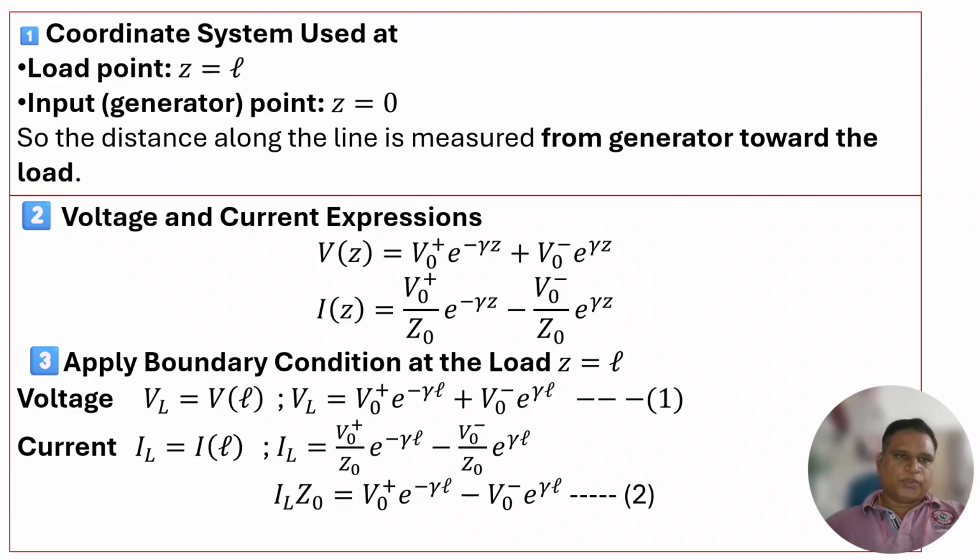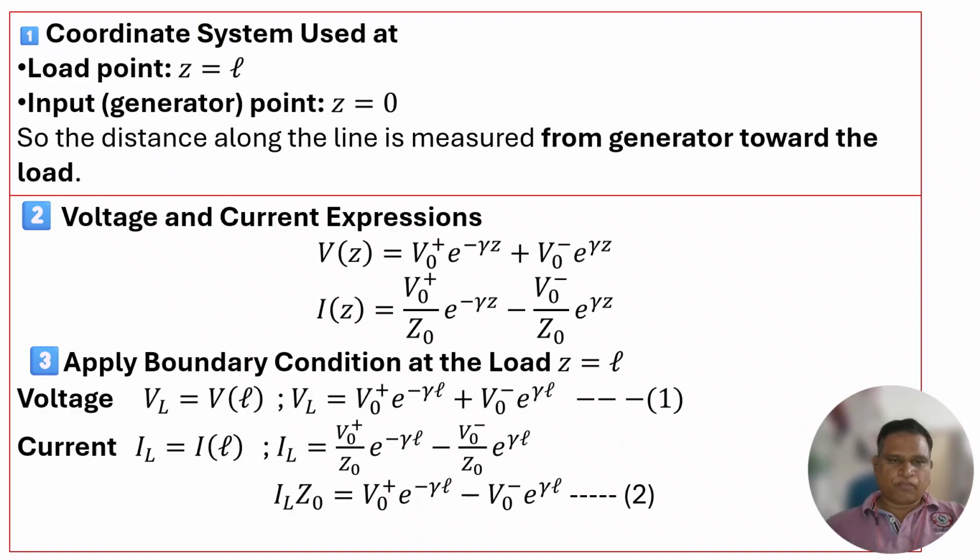The coordinate system used here is: at the load Z is equal to L, at the input generator point Z is equal to 0. So the distance along the line is measured from the generator towards the load. The voltage and current wave equations are given below. Applying the boundary conditions at the load Z is equal to L, that is V of L is equal to VL, I of L is equal to IL, you can write this expression.